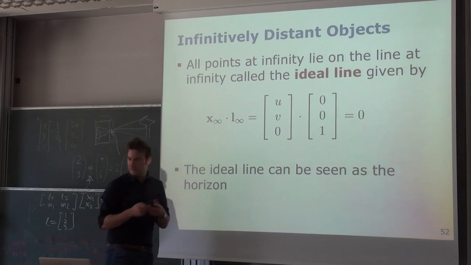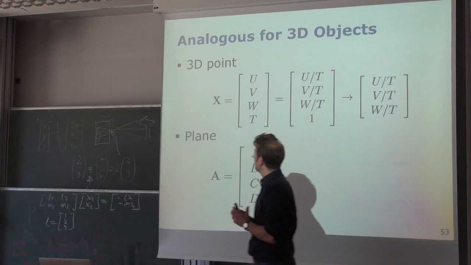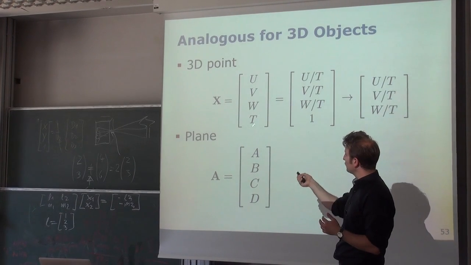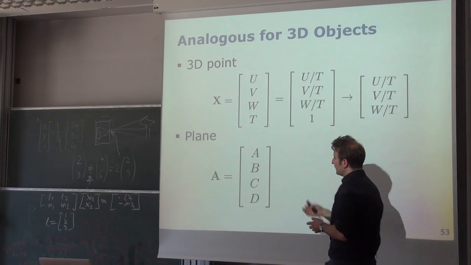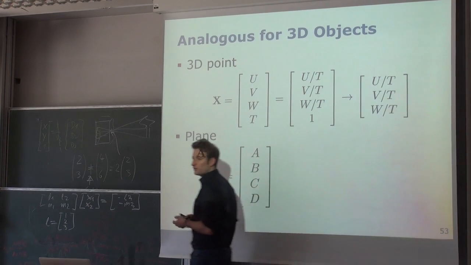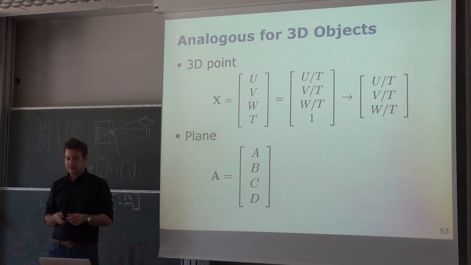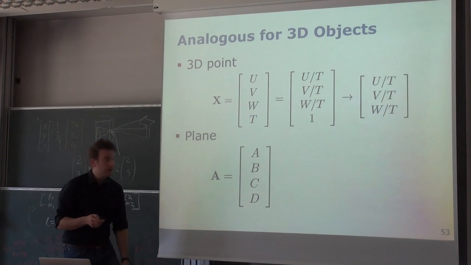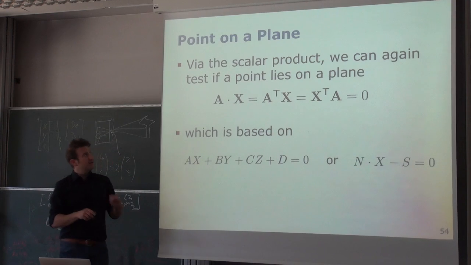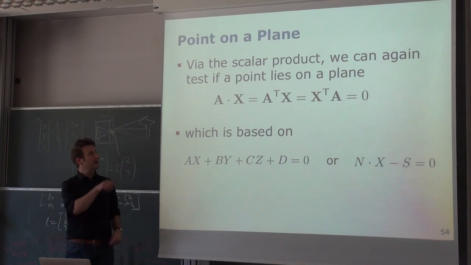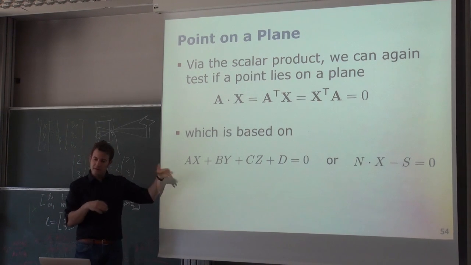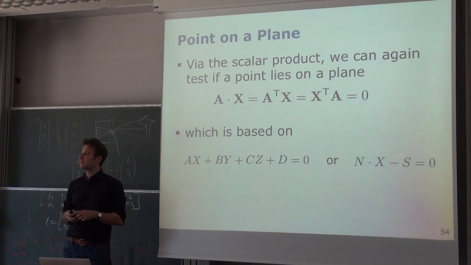We can actually do the same thing also for 3D objects. You can say, okay, we have the 3D point, which now has 4 components over here. And instead of a line, we have our plane, which just has 1 component more. Again, something we can do in exactly the same way as we did before. A point lies on the plane in 3D if the dot product with x equals 0. So all the derivations work exactly in the same way as we have done here, in a very analogous way.